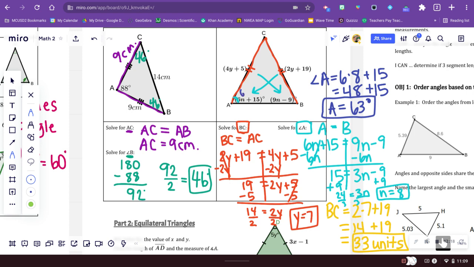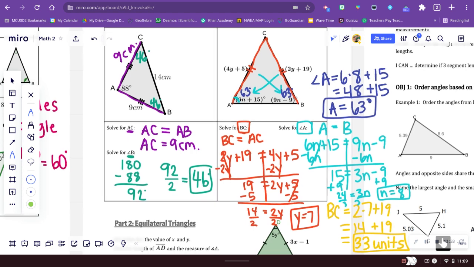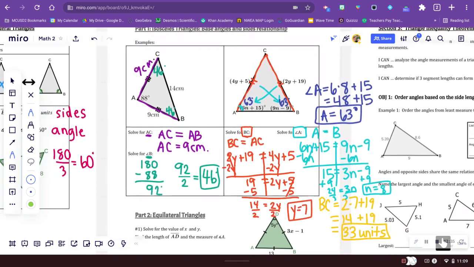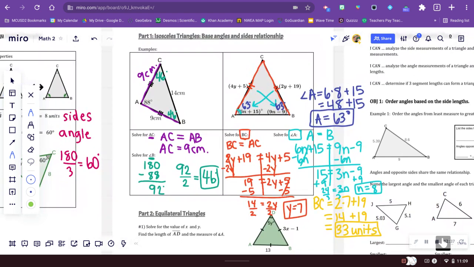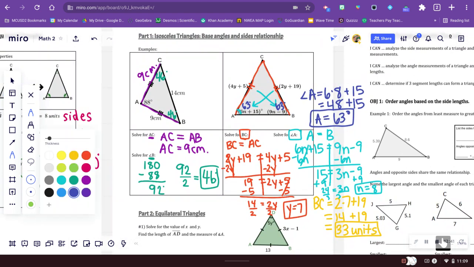And so if A is 63, we know B better also be 63. And we could check that: 9 times 8, 72. 72 take away 9. Does that give me 63? That looks good. I could even go one step further and find C, since that's the last angle left.